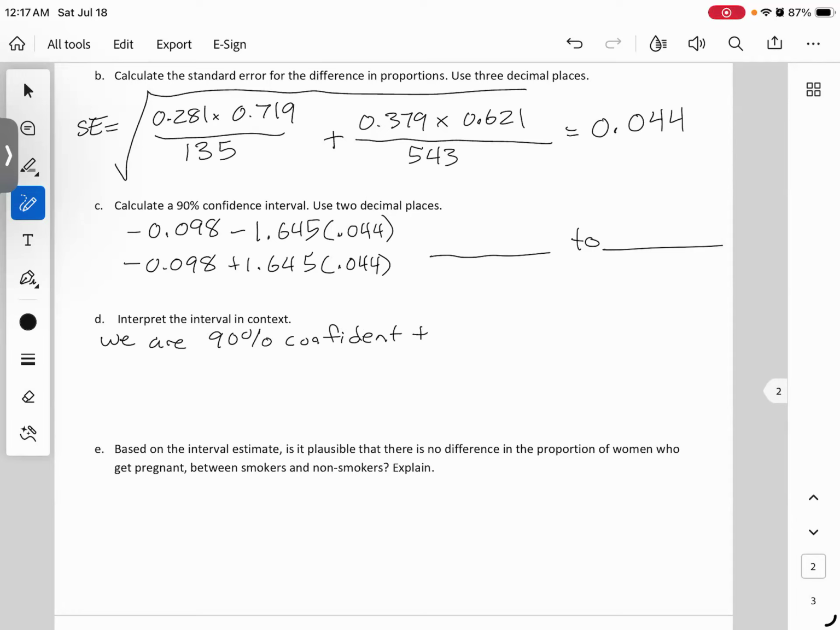90% confident that the difference in proportion. All right, but again, it should have come out to be negative 0.17 and negative 0.03, which all that's doing is now widening the idea of how much lower the proportion of those that get pregnant if they smoke could be, as low as like 17% or 3% lower than the non-smokers.